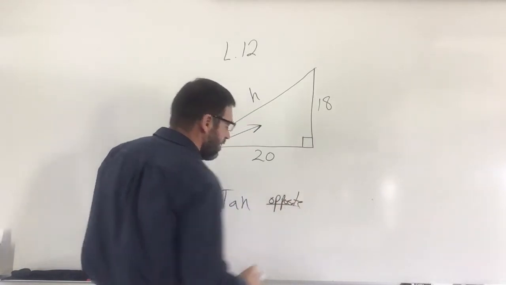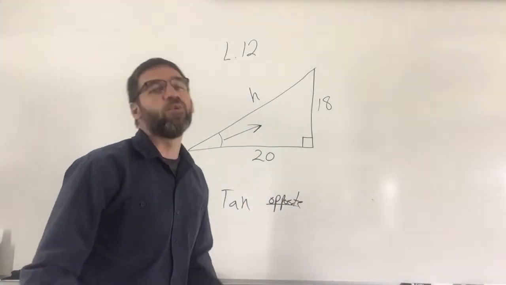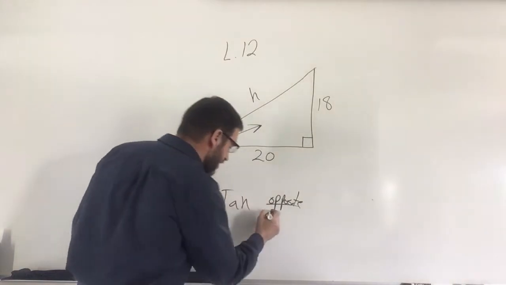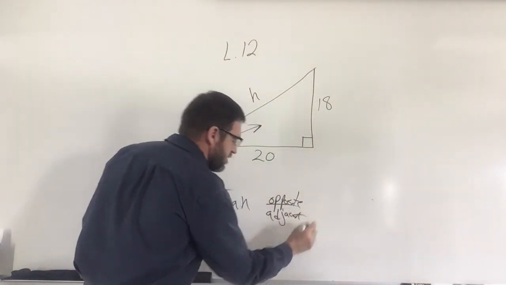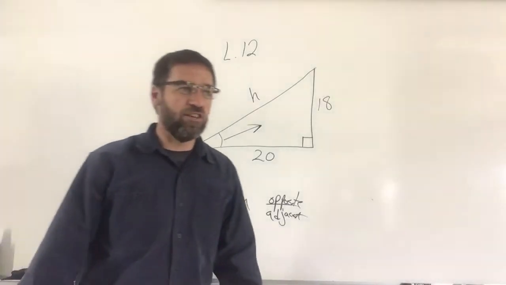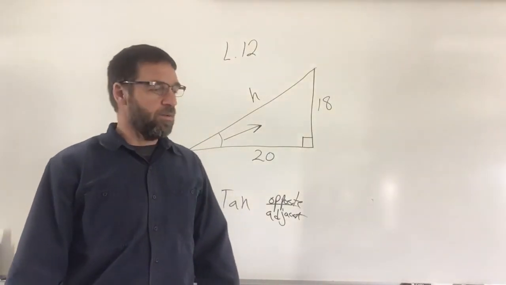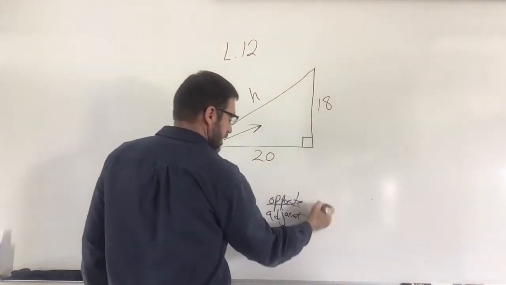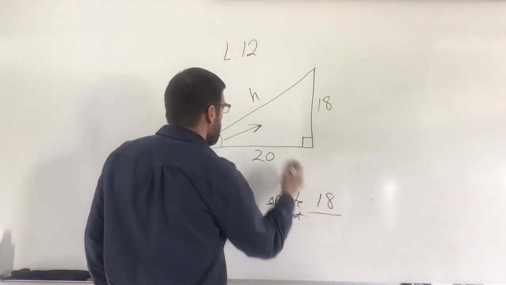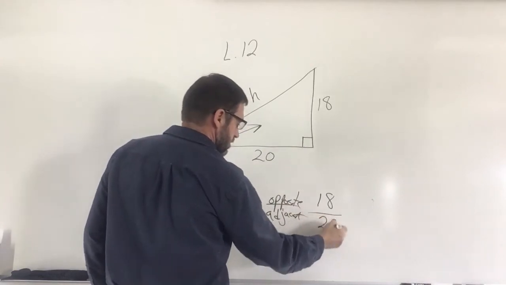Opposite leg is on top. Now, who can tell me what to put on the bottom? Duh, all of you know that. Adjacent. I don't know if that's spelled right, but it's close enough. Okay. So, if you work that right over, the opposite leg is the 18, and the adjacent leg is the 20.